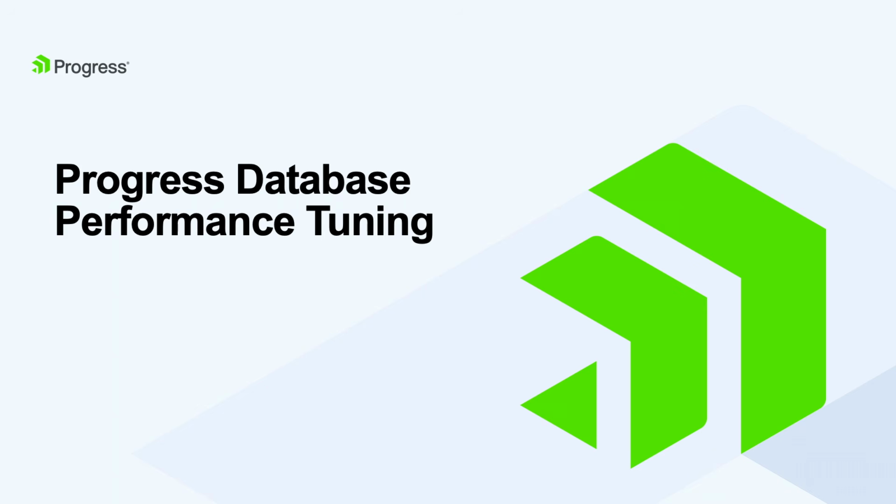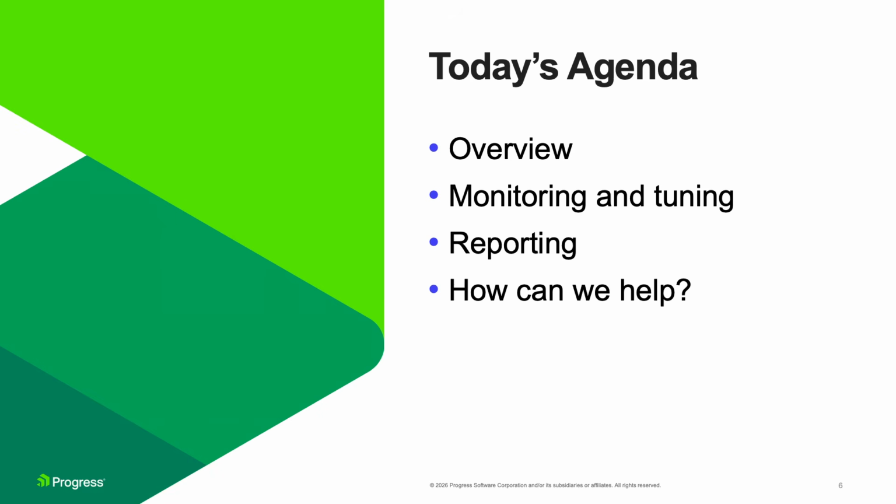All right, so let's see what we're going to talk about today. So today's agenda, we're going to start with an overview. I don't think you can do performance tuning unless you understand all the pieces that are involved. So the overview is going to take us through that. Next, we're going to talk about monitoring and tuning. You can't tune something without monitoring or without knowing what's going on. So we're going to cover both the monitoring and the tuning. The last big thing for performance is reporting and how you can move reporting off your production box. And we can talk about that quickly. And lastly, how can we help, right?